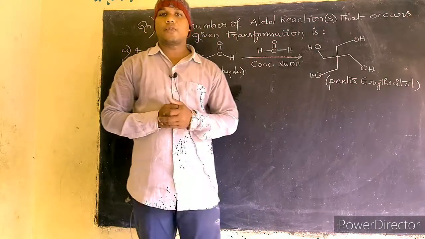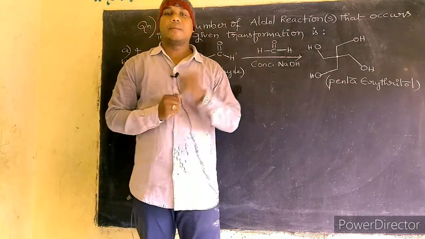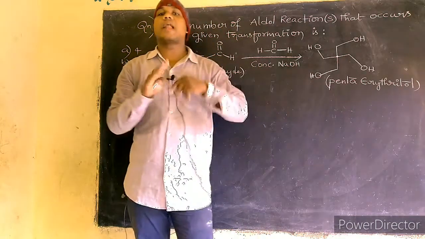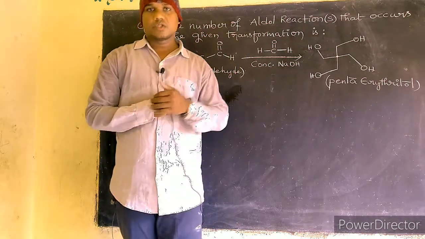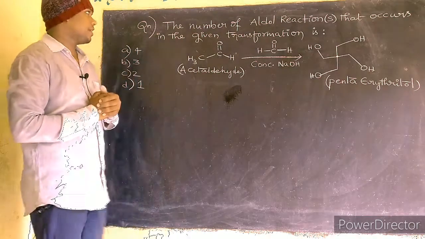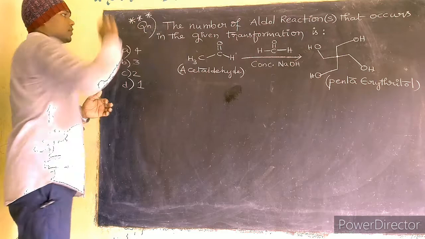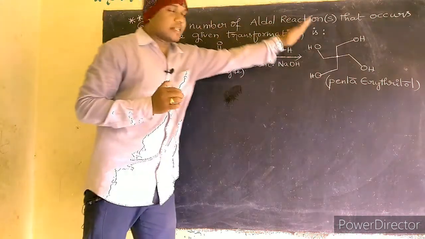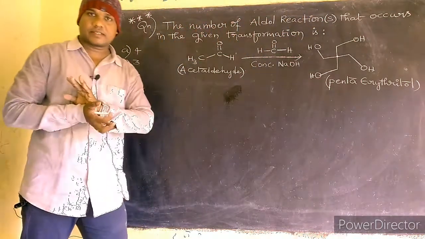Today our topic is one of the most important applications based on the named reactions, correct? Both aldol and Cannizzaro reactions are involved in this reaction. This is a previous JEE Mains and NEET question, a very important question. Okay? So the question is, the number of aldol reactions that occur in the given transformation is, correct?